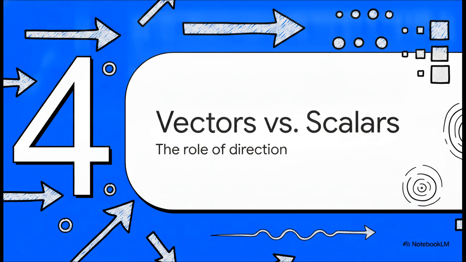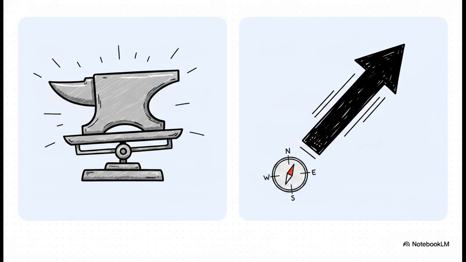Which brings us to our fourth topic, vectors versus scalars. Okay, here is the golden rule you need to remember. A scalar quantity is fully described by its magnitude, and by magnitude, I just mean a number. Things like mass or the number of words in a textbook, those are scalars. You'd never say a truck weighs 10 tons north. That doesn't make any sense.